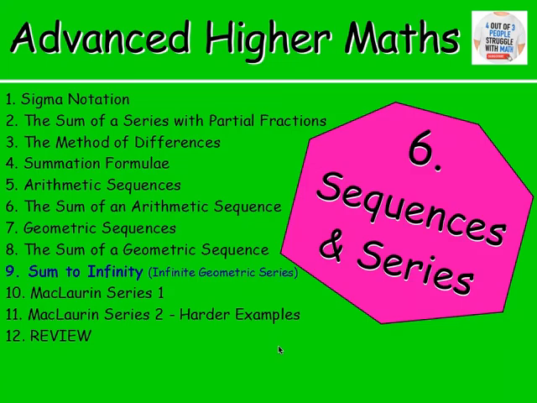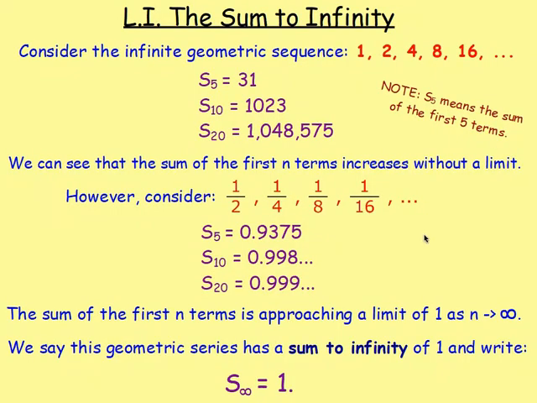We then went on to look at the sum to infinity. And what's this talking about? Well, you can see for this geometric sequence, if you add all the terms together, say you add the first 5 terms, you get 31. If we extended it slightly and added the first 10 terms, we'd get 1023. If we kept extending it and adding 20 terms, we get over 1 million. Really, you can see that the sum of the first n terms just increases without a limit.